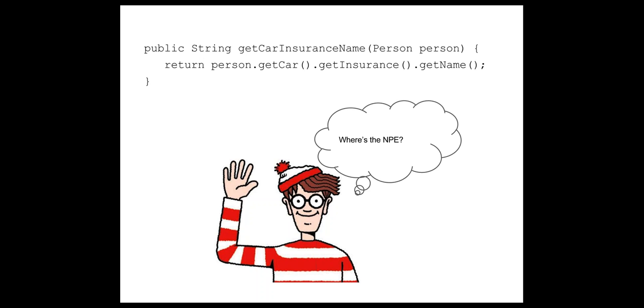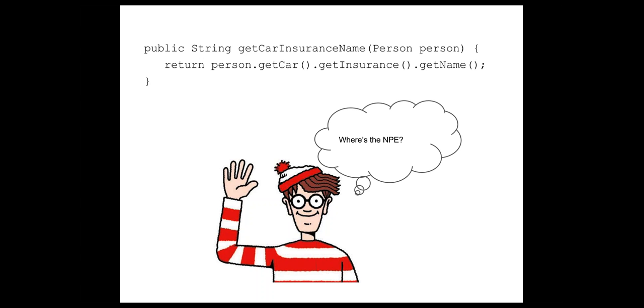So here's some simple code that we'd like to resolve, right? Let's say we've got a person and we'd like to be able to find the insurance name of his car. Typically we can solve that through a simple query: get a person, get its car, get insurance, get the name. The question is, where is the null pointer exception?